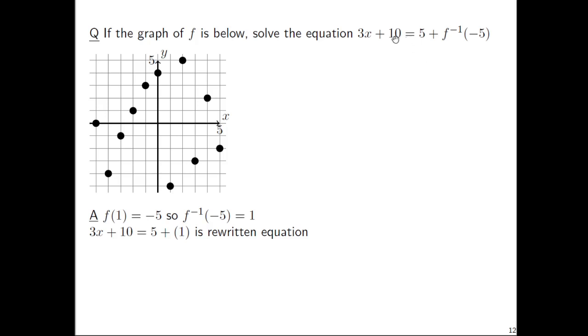So the equation at the top, 3x + 10 = 5 + f⁻¹(-5). Use that language, f⁻¹(-5). Don't say f(-1). It's f⁻¹(-5). Now it is 3x + 10 = 5 + 1, where this 1 that we just computed replaces f⁻¹(-5). We can simplify the right side, 5 + 1, to be a 6, and now we have a not so bad equation to solve. Subtract 10 on both sides, 3x = -4, divide by 3 on both sides, and x = -4/3.